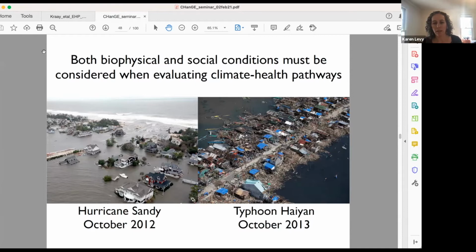Incorporating this gets at a notion that not all communities experience climate stressors the same way. You could have the same strength of a hurricane, say, and it's going to have a very different impact on different communities depending on their ability to cope and respond to that stressor.